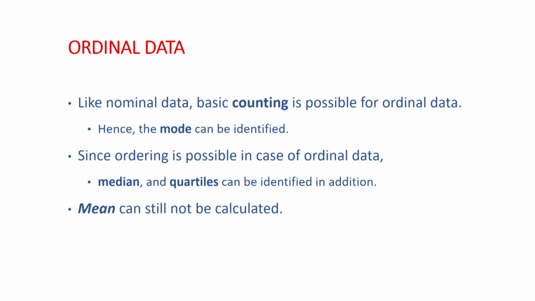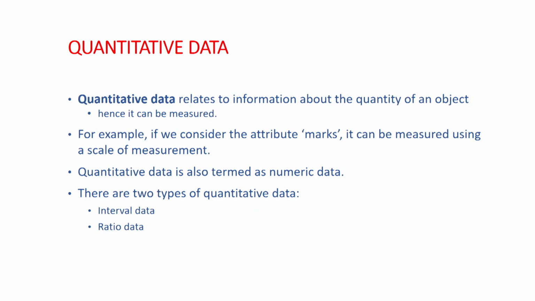Now, what operations can we perform on ordinal data? Like nominal data, basic counting is possible, so we can find the mode of the feature. Since ordering is also possible in the case of ordinal data, we can also calculate the median as well as quartiles. But since we can't add these values, the mean cannot be calculated for ordinal data.